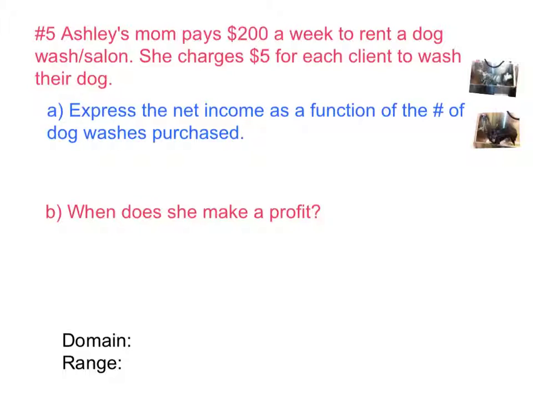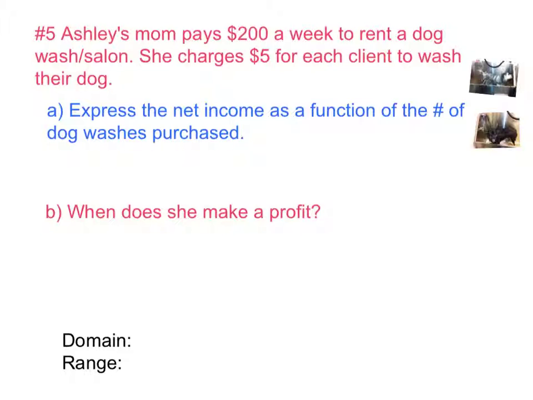Okay, so continuing on here, a few word problems I want to do with you. Ashley's mom pays $200 a week to rent a dog wash or a dog salon. She charges $5 for each client to come in and wash the dogs themselves. In part A, you want to express the net income as a function of the number of dog washes purchased. The net income as a function of the number of dog washes.